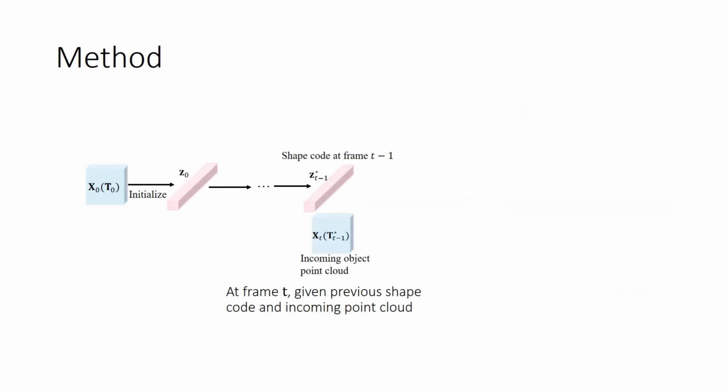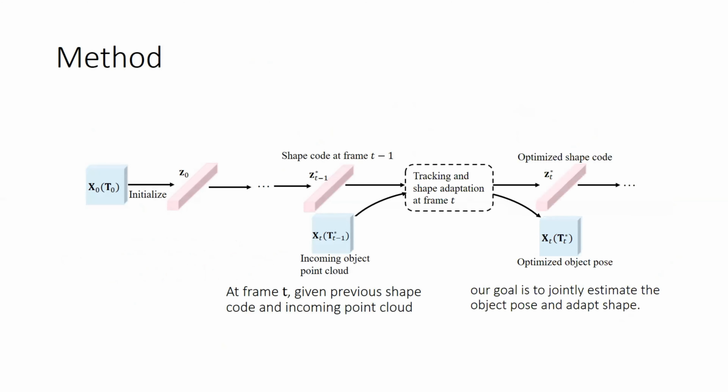So we could use the initial object pose provided in the first frame to initialize the shape. We fine-tune the pre-trained DeepSDF model with the provided initial shape in the first frame, and in the following frames we iterate between the registration between the shape and point clouds and the fine-tuning of the shape code of the SDF. So our goal is to jointly estimate the pose and the adapted shape.